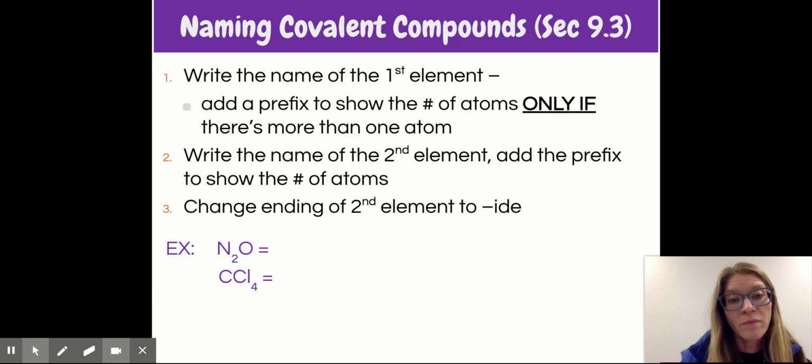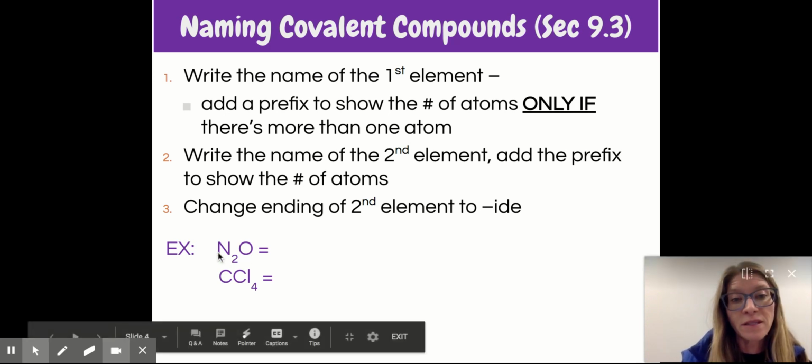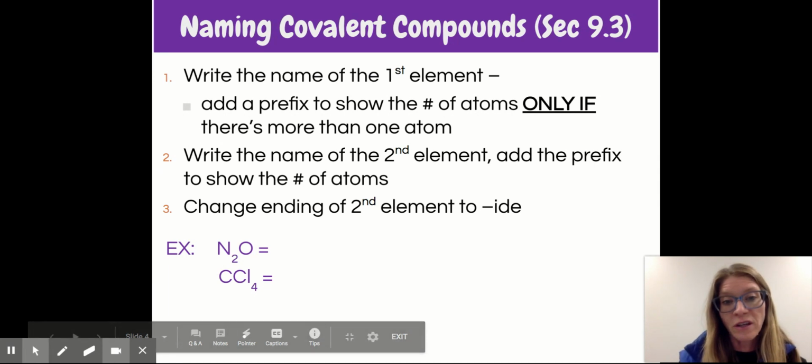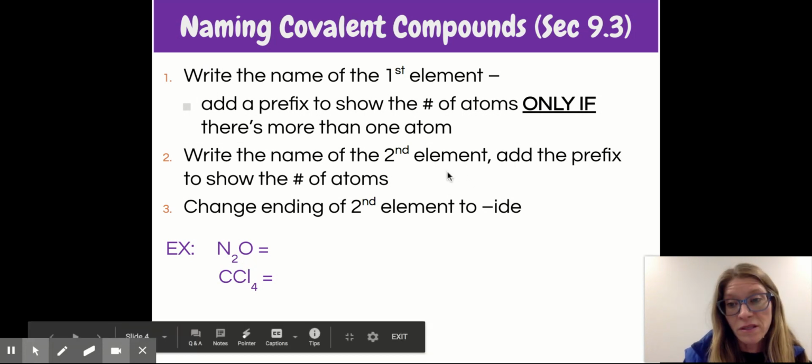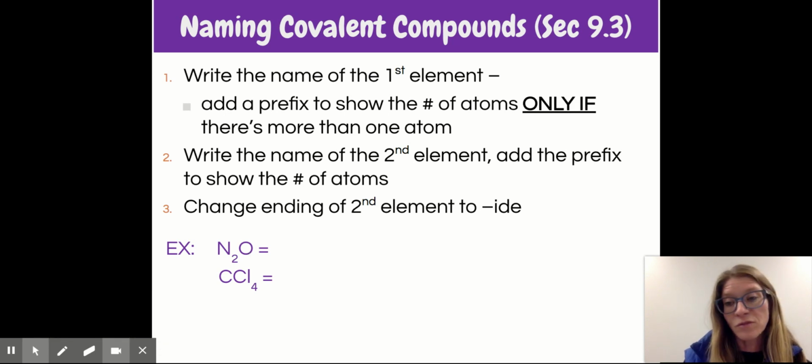N2O, so that first element is nitrogen. We would have to add a prefix because this formula shows us that we have 2 nitrogens. So since we have more than 1 nitrogen, we would say dinitrogen. The second element always gets a prefix. There is only 1 oxygen, so the prefix for 1 is mono. So this name would be dinitrogen monoxide.